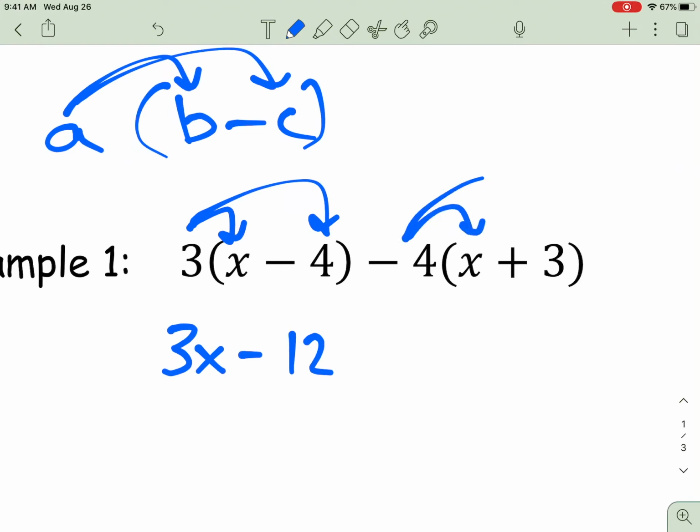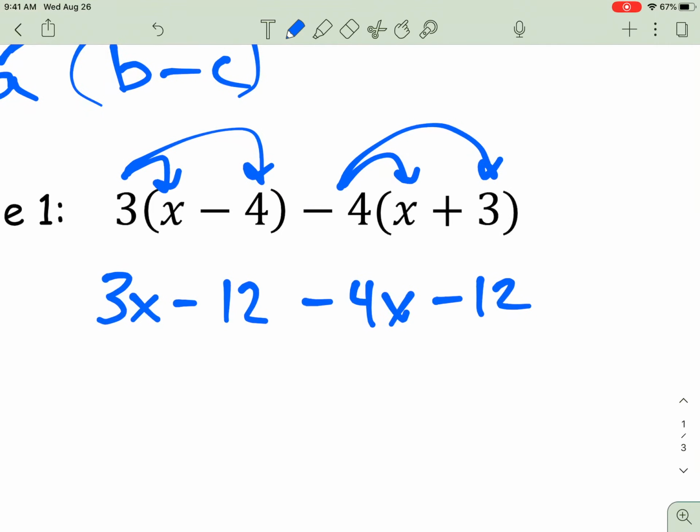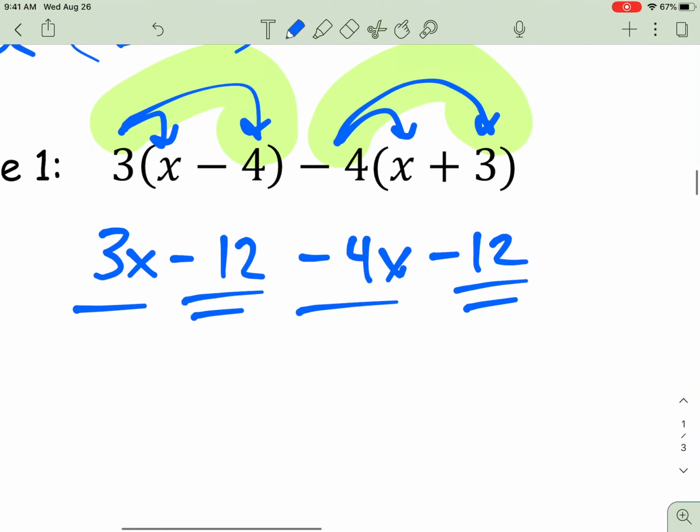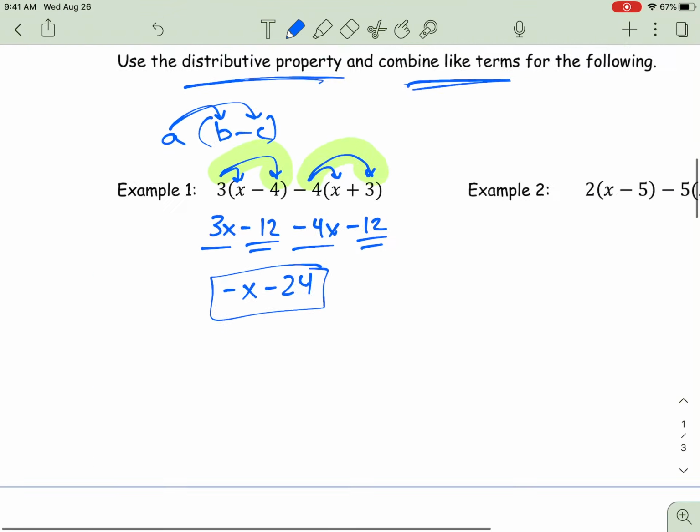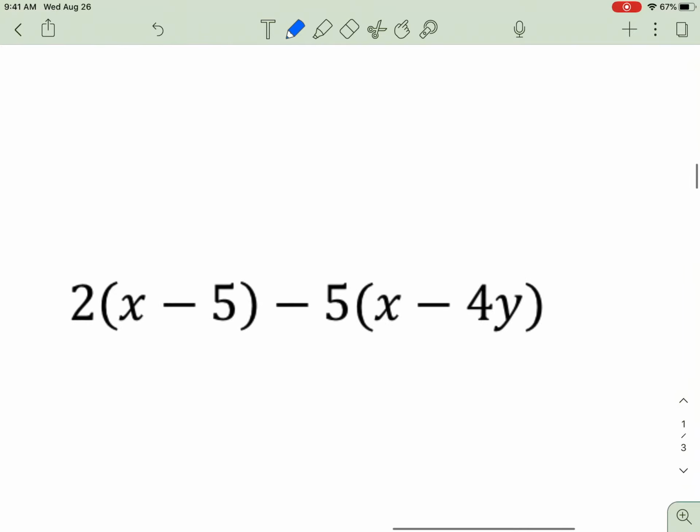Same thing here. Negative 4 distributes to both the x and the 3, so it becomes negative 4x. And negative 4 times a positive 3 is negative 12. The most common mistake is that students will forget to do the second distribution. Always remember to distribute to all the terms. Once we're at this point, we can combine like terms to simplify it down even further. So 3x minus 4x is a negative 1x, and negative 12 minus 12 is negative 24. Done.